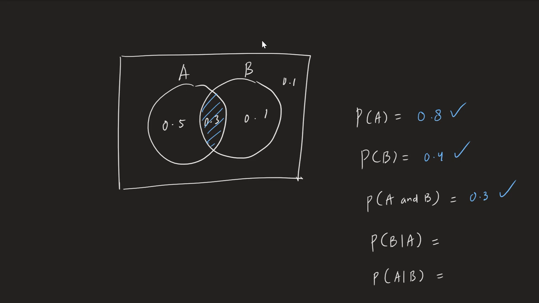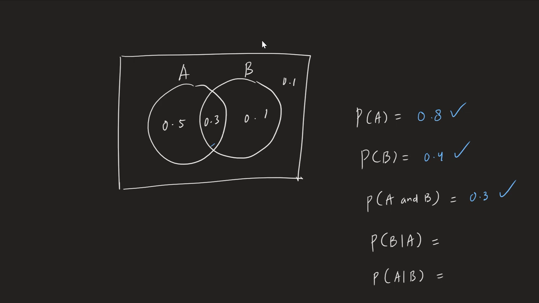Okay, we continue. A and B we find from the Venn diagram, from the intersection. So what is the intersection? It's the two that are merged together. So what is the value on the intersection? 0.3. Okay, good, it is clear. So probability of A and B is 0.3. Now you can continue.